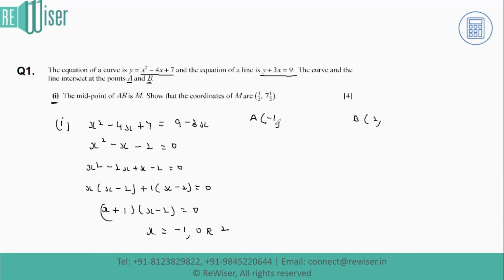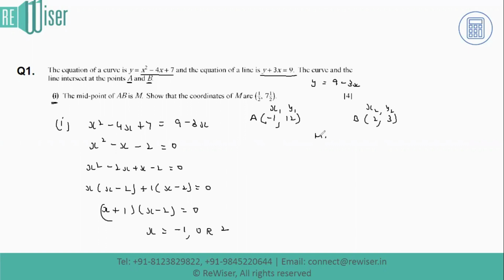Now to get the y coordinate, if I place x as minus 1 into any of these equations, suppose this is my equation, y equals 9 minus 3x. If I place x as minus 1 over here, I'll get the y coordinate as 12. And similarly, if I place x as 2 over here, I get the y coordinate as 3. So I have to find the midpoint of A and B, M. So I'll use the midpoint formula. I name it as x1, y1. I name it as x2, y2.